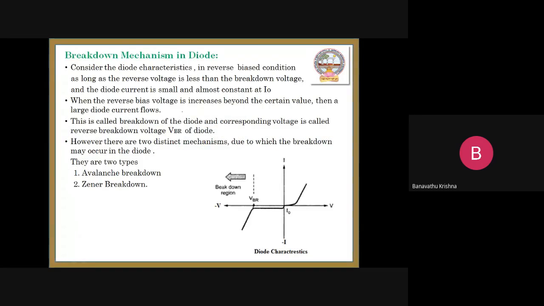Next, we are going to discuss the breakdown mechanism in a diode. Generally, breakdown occurs in the reverse bias condition. Breakdown means that the reverse bias voltage we apply has a certain point, and if the input voltage exceeds that point, breakdown automatically occurs in the diode. Let us observe this graph. This is the forward bias region, and this is the reverse bias region.